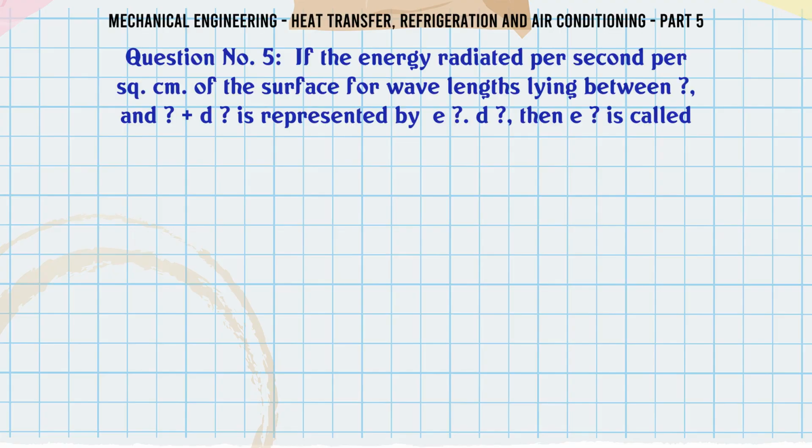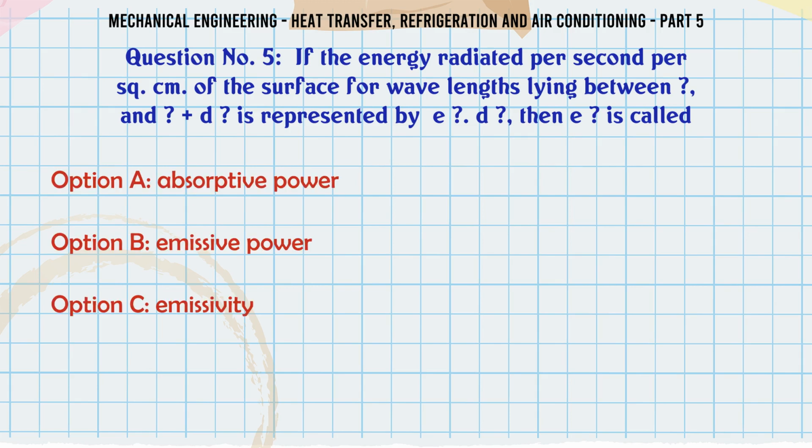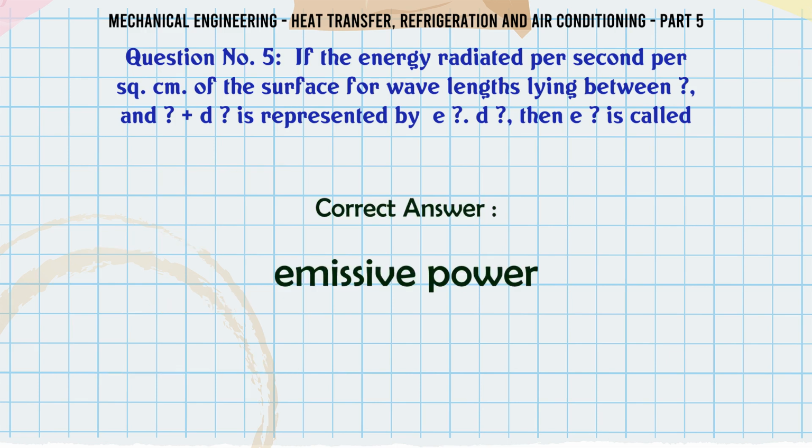If the energy radiated per second per sq cm of the surface for wavelengths lying between λ and λ+dλ is represented by Eλ dλ, then Eλ is called A. Absorptive power. B. Emissive power. C. Emissivity. D. None of these. The correct answer is emissive power.